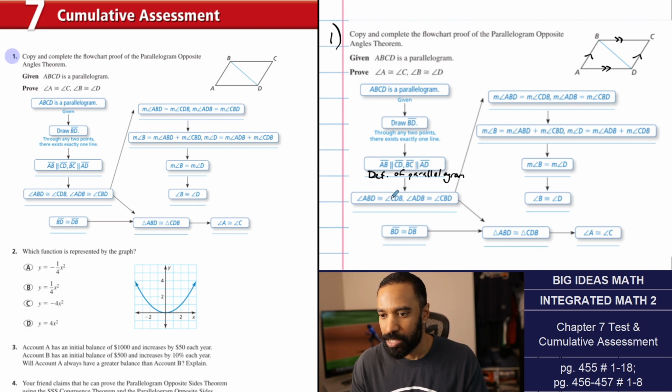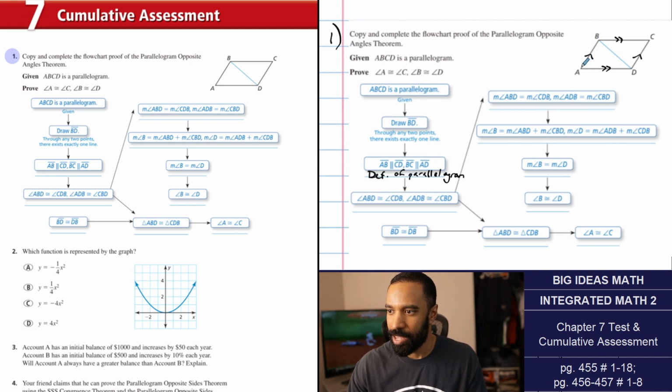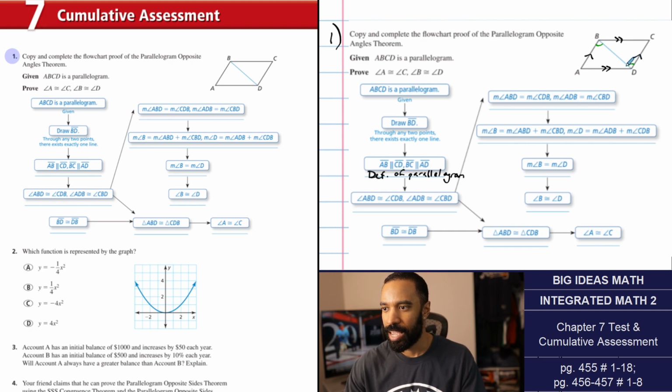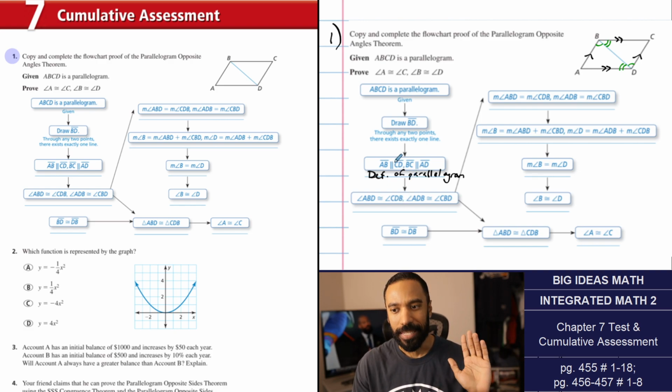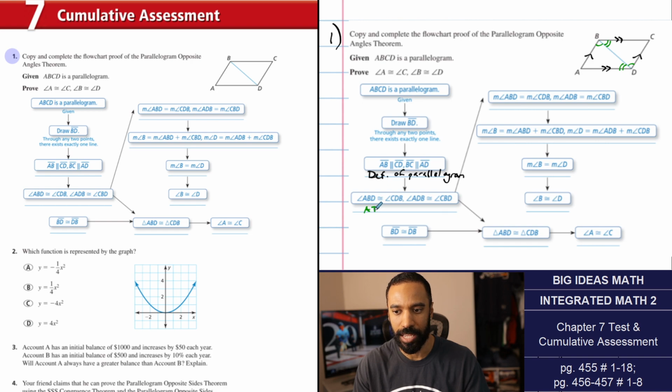Okay. ABD is congruent to CDB. ADB is congruent to CBD. Now, notice that this is a flowchart proof. They went from parallel lines to here. Because the lines are parallel, we can say what we're about to say here. This is the alternate interior angle theorem. Because of parallel lines, alternate interior angles are congruent.